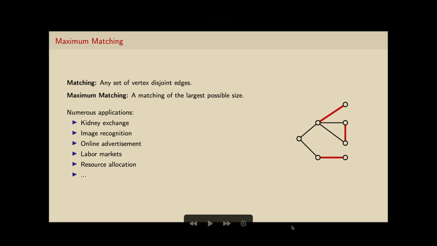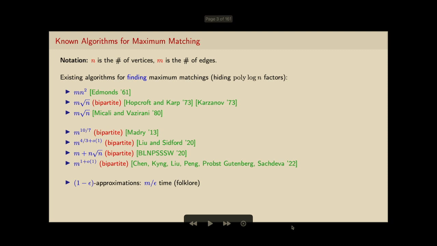But like the red edges here form a matching because they're a set of vertex disjoint edges. Matchings have numerous applications. We love to study them, and they've been studied a lot. We've had fast algorithms, relatively fast algorithms, culminating in a combinatorial, roughly m root n time algorithm in the 70s and 80s.